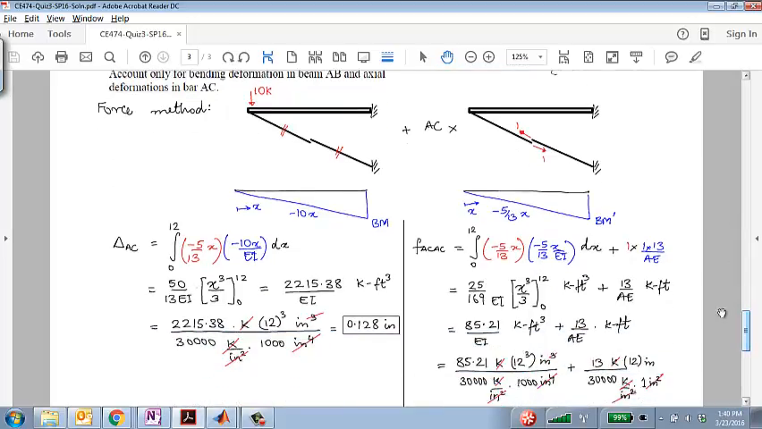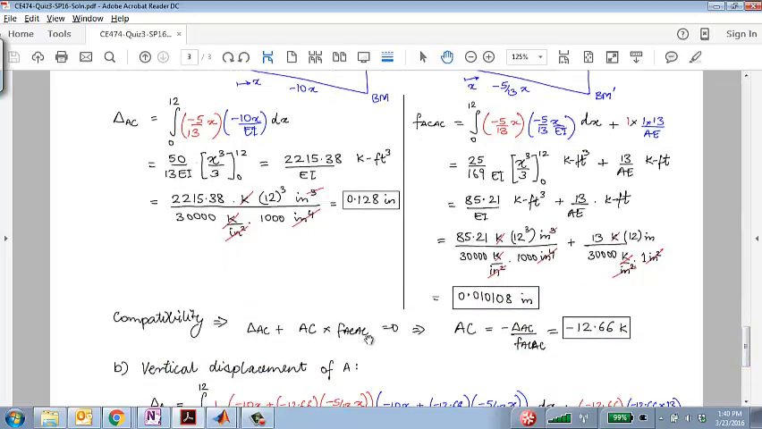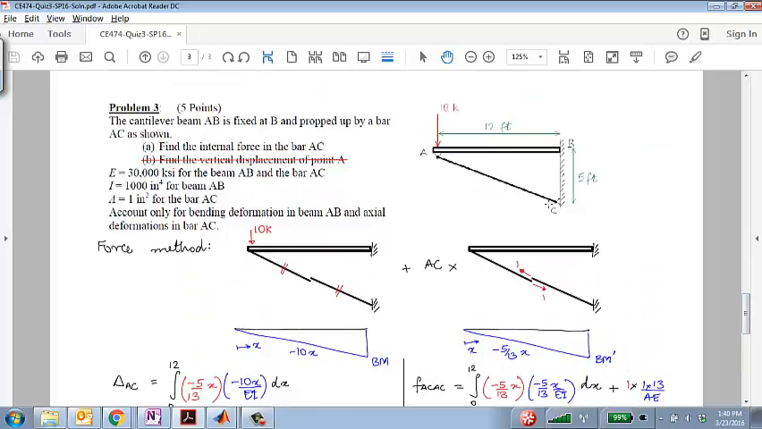And at that point, you can find the displacement at the cut using virtual work. Same thing for the flexibility, and you need to, of course, account for the axial deformation in this member for the flexibility, and then finally enforce compatibility to get 12.6 compression in that member. Okay.